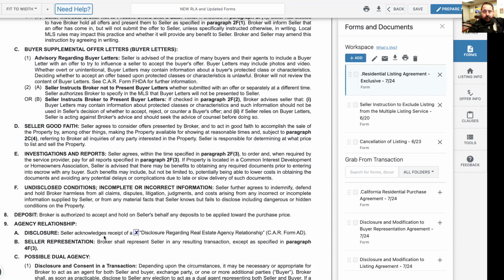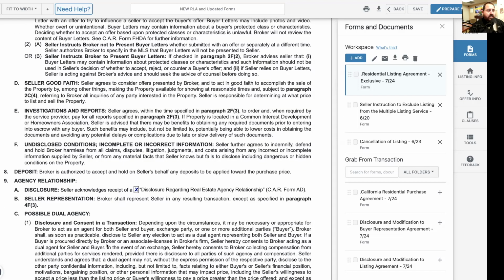Investigation reports, we talked about that: which reports they're going to order and when they're going to get them. Undisclosed conditions or incomplete or incorrect information. This is telling them, hey, if you're not giving the right information, you could be responsible for what that means for those non-disclosure items. Jesus, go ahead.